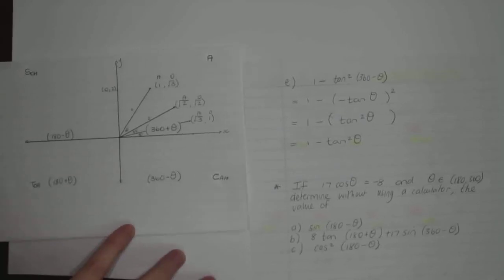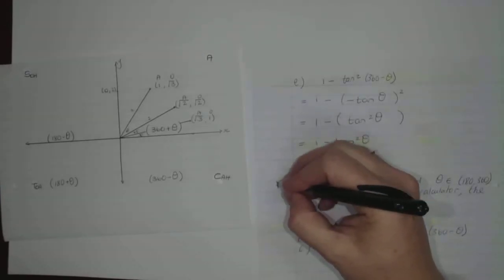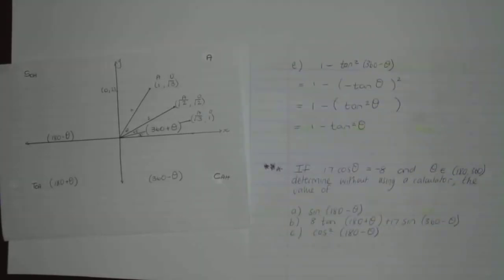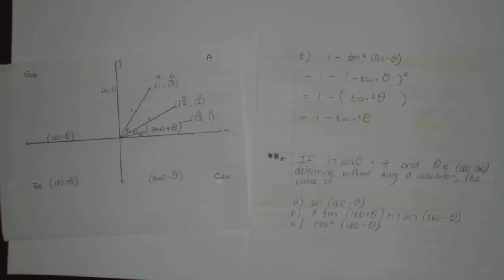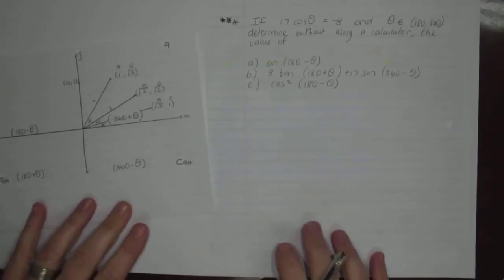All right. Now we get to the more challenging bit, and this is a really, really level 3 question. The previous ones were all level 1 and 2, so let's have a look how they can challenge me. They say, if 17 cos theta equals negative 8 and theta lies between 180 and 360, determine without the use of a calculator the value of the following.